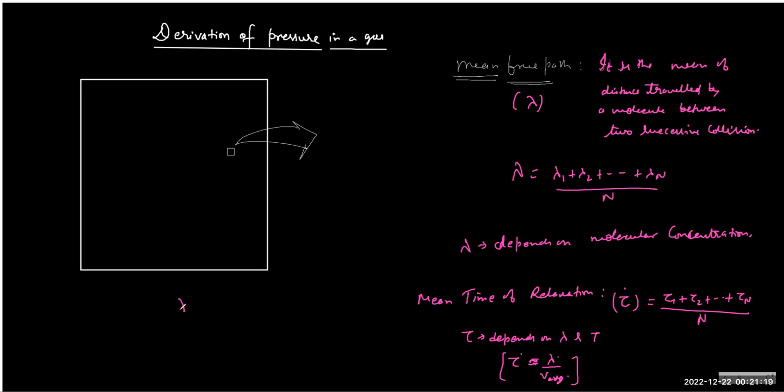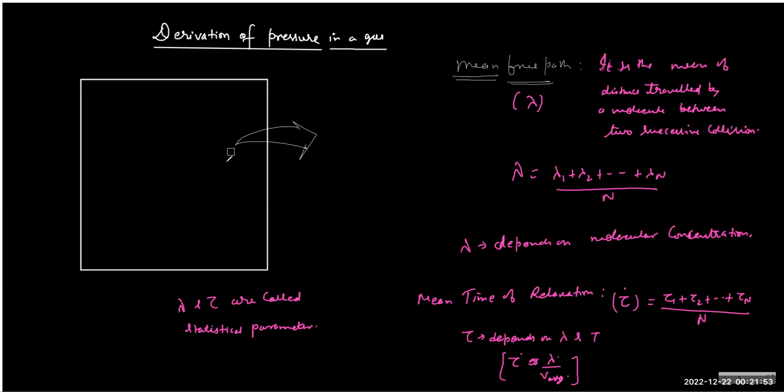Now lambda and tau are called again statistical parameters. So anything which we define as average, RMS, most probable, all are statistical variables. These are mathematically defined things for the purpose of study.